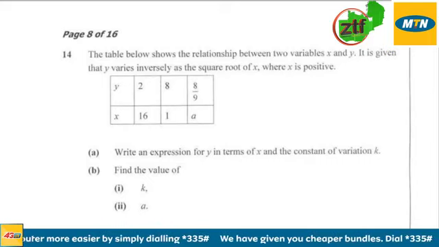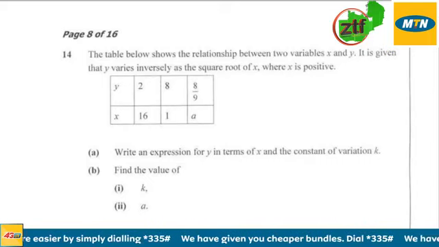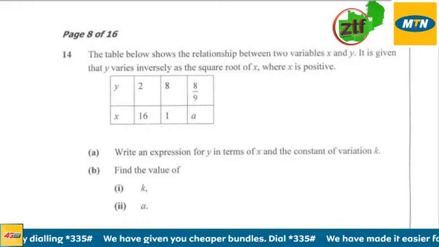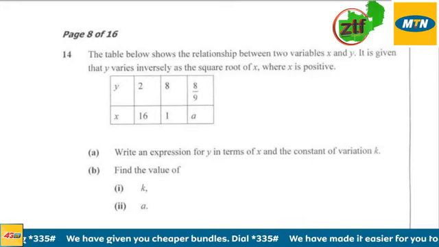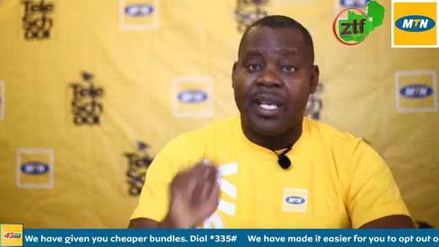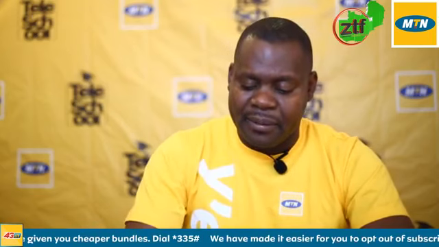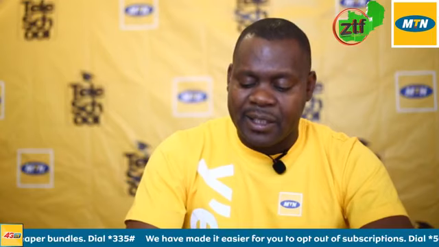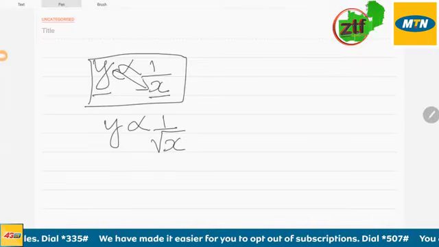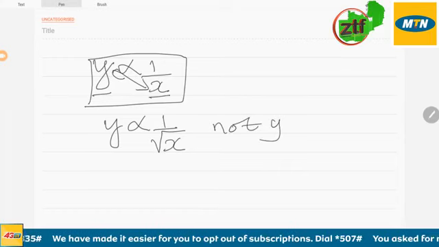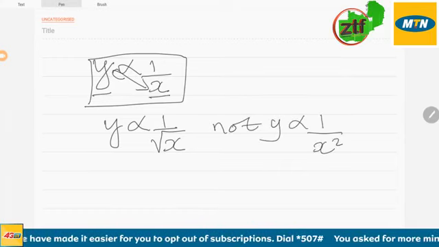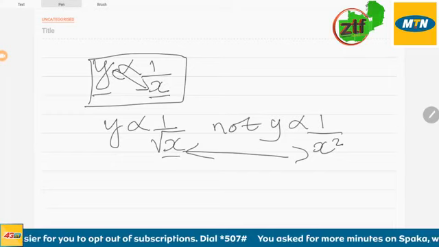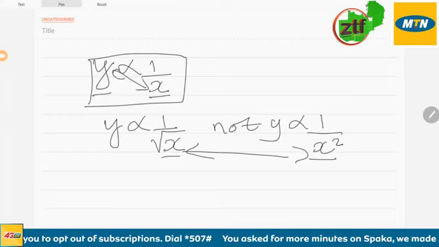But now let's first understand what the question is saying. The question says, it is given that y varies inversely as the square root of x. Y varies inversely as the square root of x. Here many of the students make mistakes. We're going to say y varies inversely as the square root of x, and not y varying inversely as x squared. Usually, students mix up these two, square root and x squared.